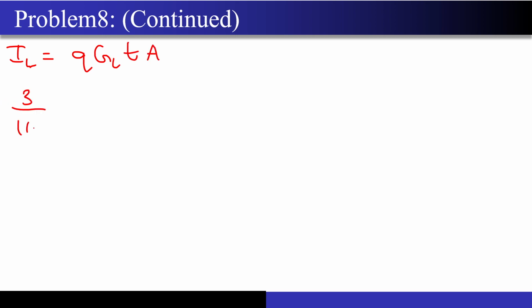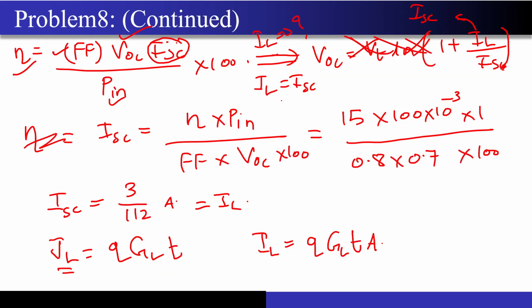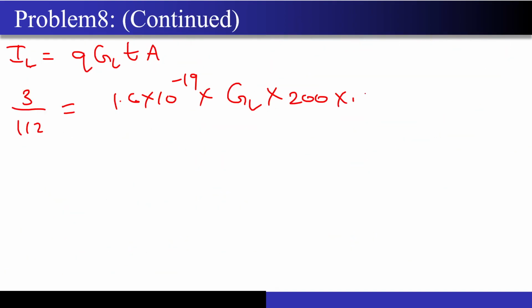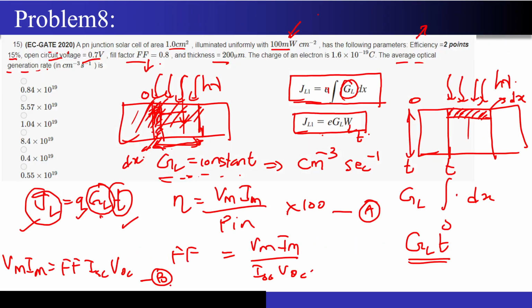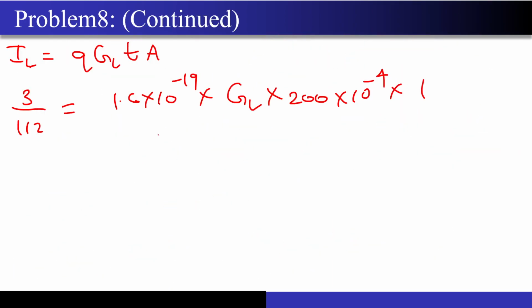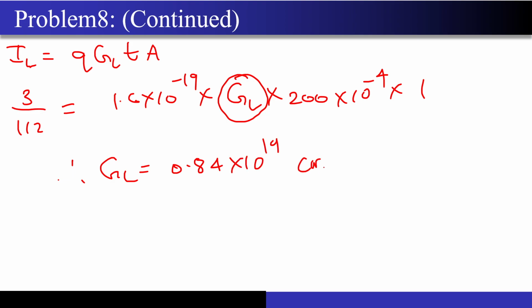So IL is 3 divided by 112. Q is 1.6 into 10 to the power minus 19. GL value I have to find out. The thickness that has been given is 200 micrometers, so 200 into 10 to the power minus 4. The area they have given to me is 1 centimeter square. So the only unknown term in this equation is GL. If you find the value of GL from here, it will come out to be around 0.84 into 10 to the power 19 per centimeter cube per second. So this is the value of GL that we have.